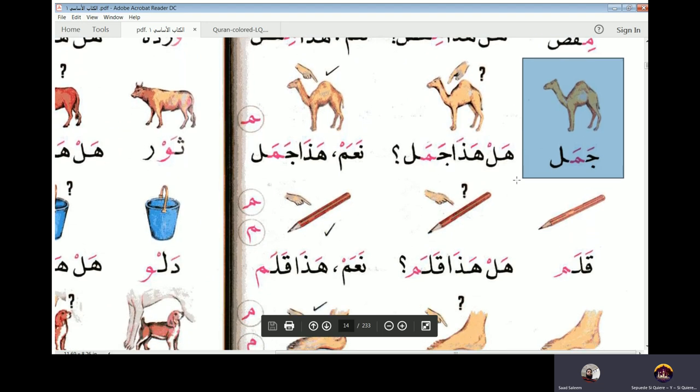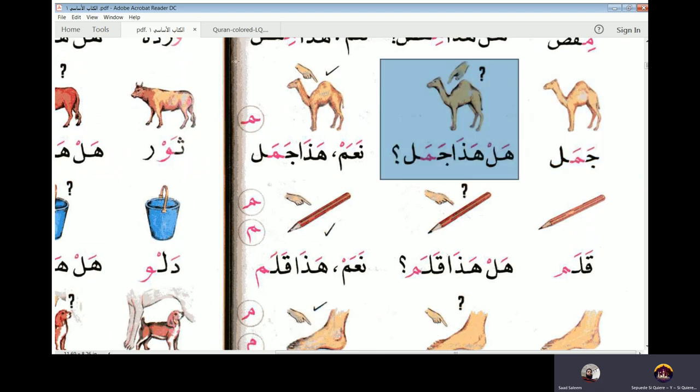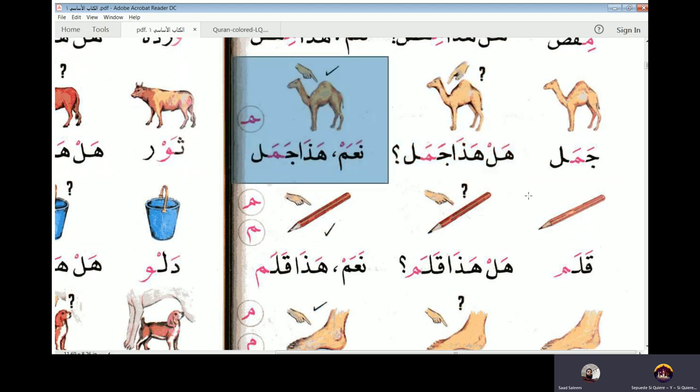جمالون. A camel. هل هذا جمالون؟ Is this a camel? نعم هذا جمالون. Yes, this is a camel.